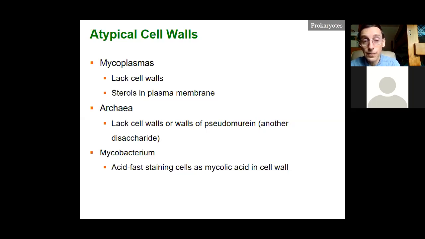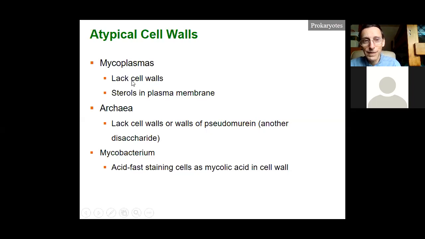They do have sterols in their plasma membrane to help give the plasma membrane strength, and that's unusual for bacteria. Sterols are something we find in animal cells, which also give the plasma membrane strength. Okay? Anyways, that's the mycoplasma. They're unusual because this family of bacteria do not have a cell wall. Any question about the mycoplasma? We probably won't discuss them much, if at all, in this class.